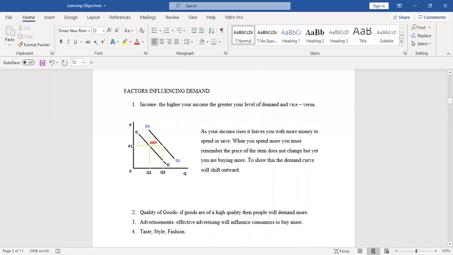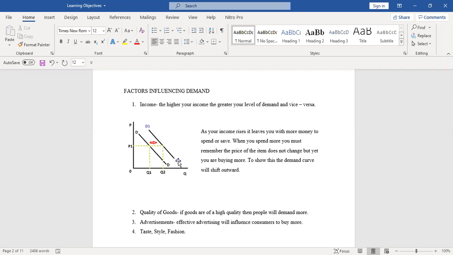So let me repeat myself. We are on factors influencing demand. Good? We know that these factors can either cause your demand curve to shift outward, which Howard rightfully said represents an increase in demand, or it can cause your demand curve to shift inwards, which represents a decrease in demand. Okay?